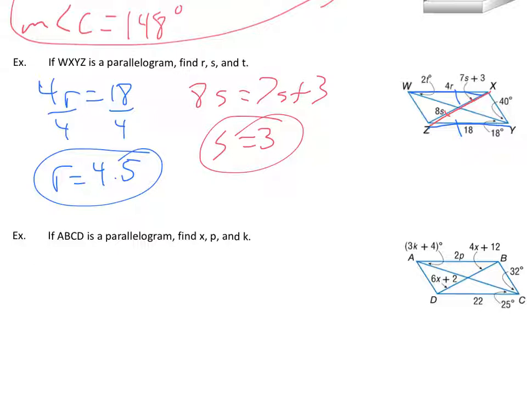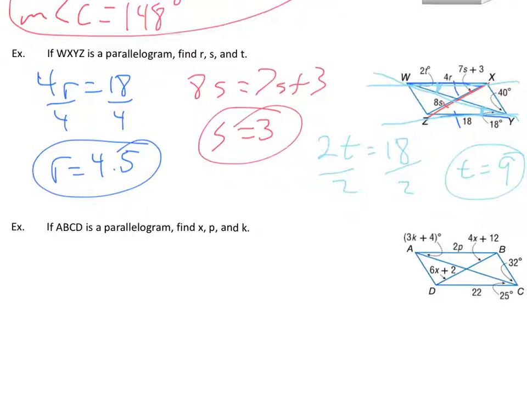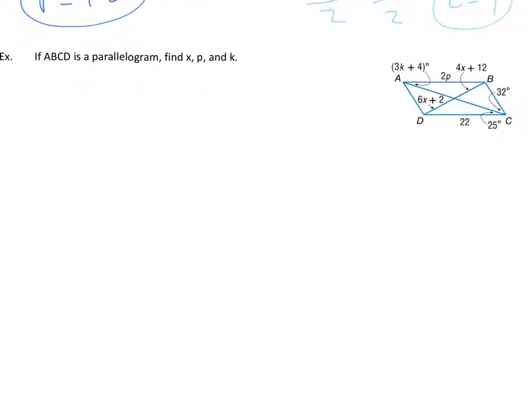Okay, and then the last one, we have this angle equaling 2t. Now we haven't talked about this, but if these are parallel lines, and this diagonal could be called a transversal, then this angle that's 2t is congruent to this angle that's 18, because alternate interior angles are congruent. So now we just divide by 2 to solve for t, and we get 9. And that's my answer. Next example is just like that one. In fact, it's almost identical.